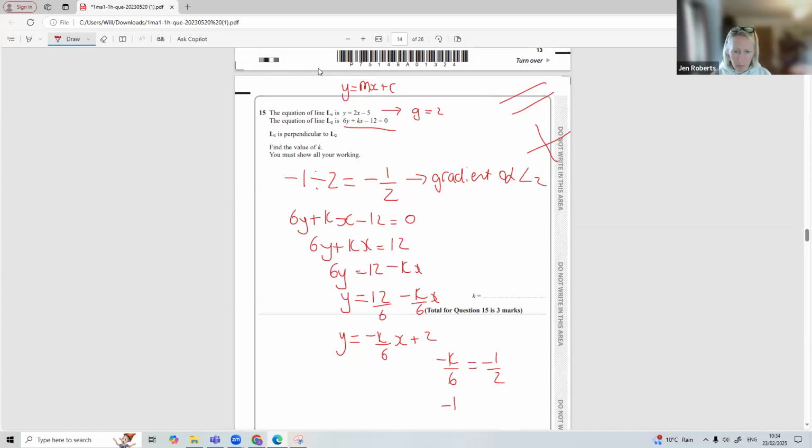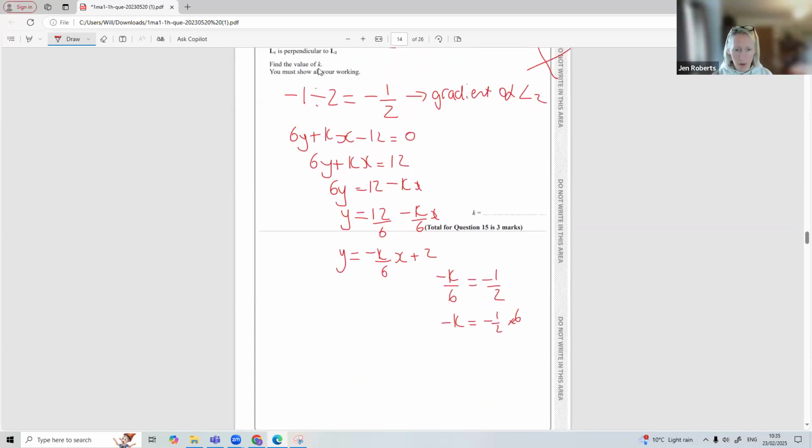Times both sides by 6. What's minus 1/2 times 6? Well, what's minus 1/2 of 6? Minus 3. Minus k equals minus 3. Divide both sides by minus 1. k is 3. You might be able to tell that from that step anyway.